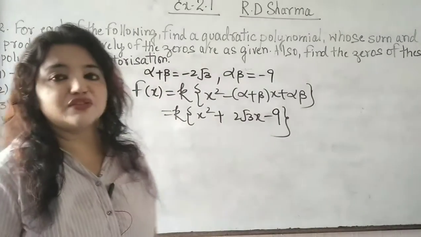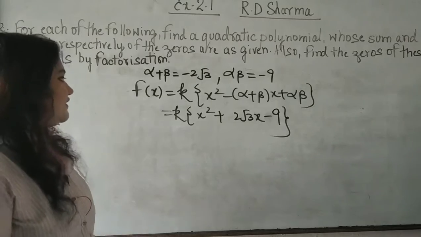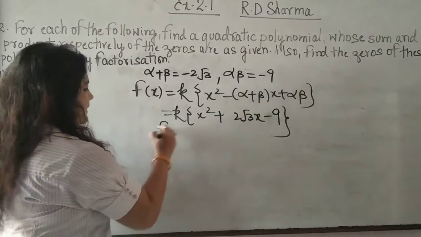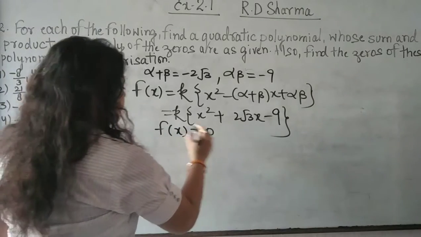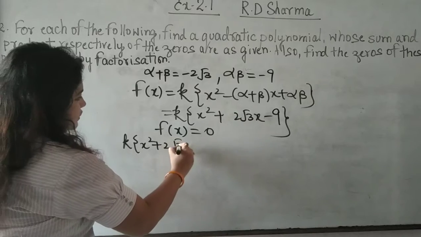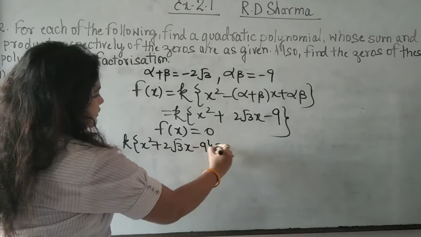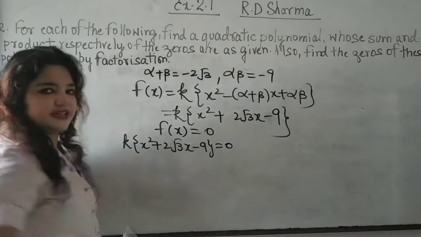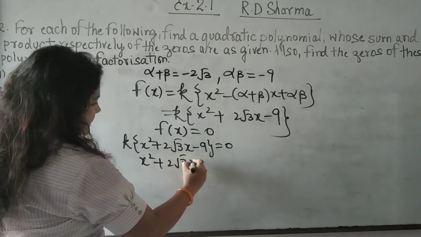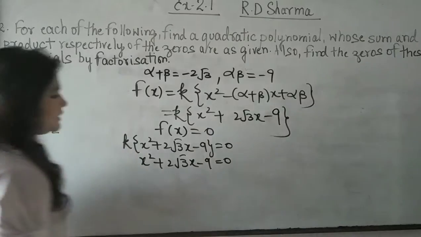And now we have to find out the zeros. It means we will solve f(x) is equal to 0. That means k x square plus 2 under root 3 x minus 9 is equal to 0. k will go to that side, it will also become 0. So x square plus 2 under root 3 x minus 9 is equal to 0.